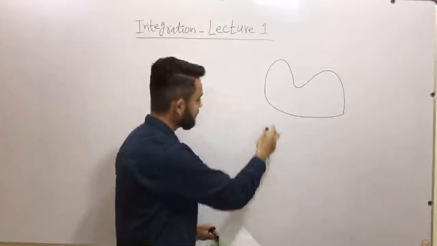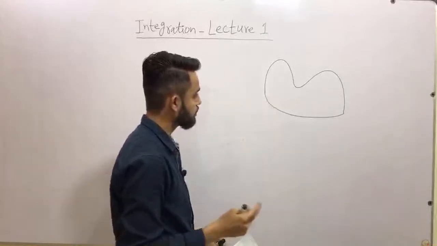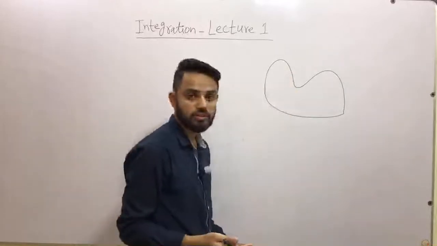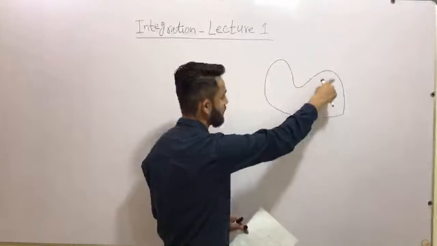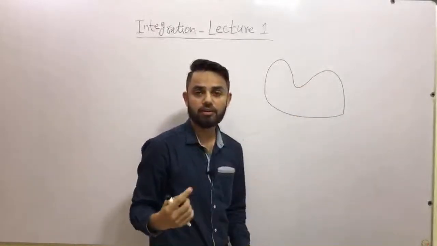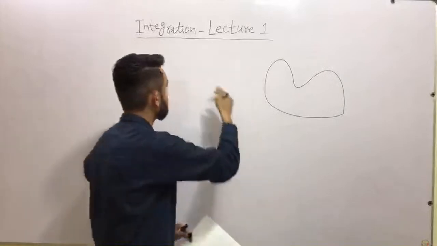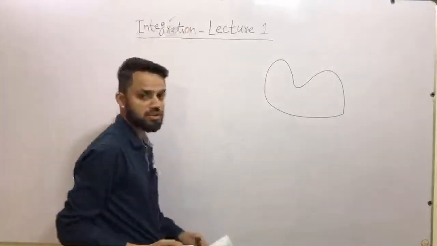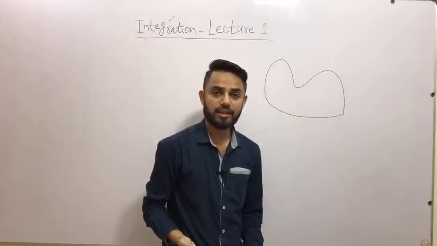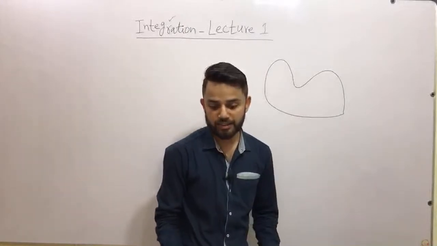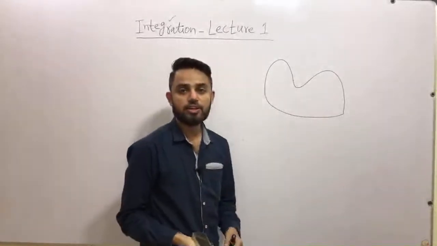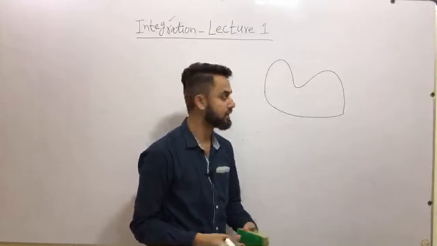If we have this type of geometrical shape, we know that it's a closed figure, but over here the lines are not straight, so these are curves that we are having. In this type of geometrical shape, where curves are involved, we use integration. Integration helps us to calculate the area under the curve, and let's discuss how integration helps us to calculate the area under the curve.